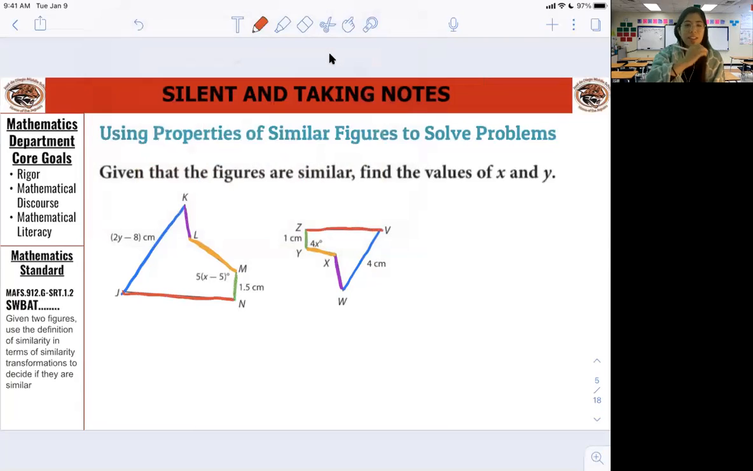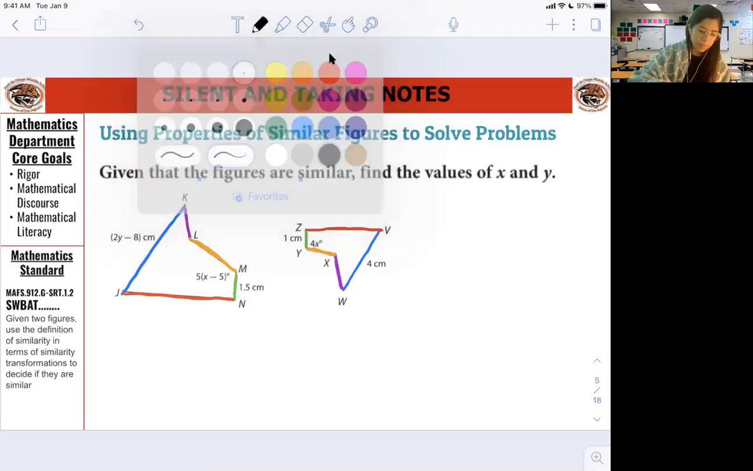Okay. Let's start with the angles. Usually the angles are easier since angles are always going to be congruent. You can just set up a quick little equation. So what equation can I set up for my 2 angle measurements?